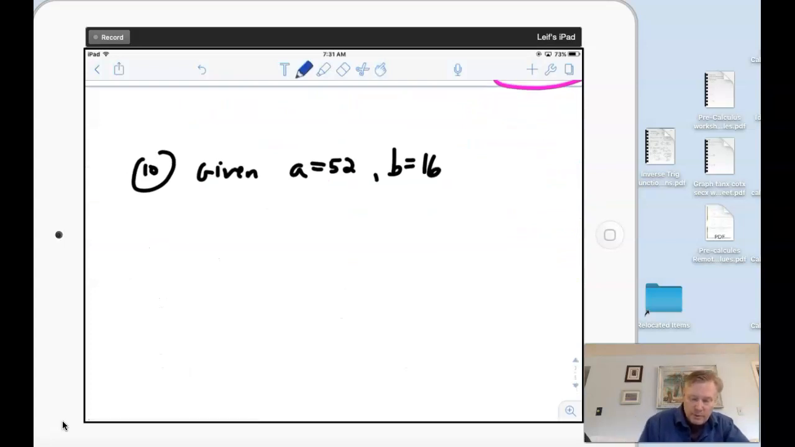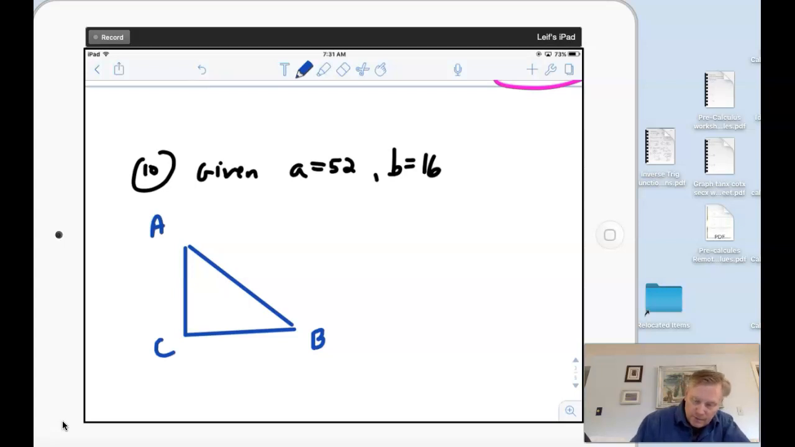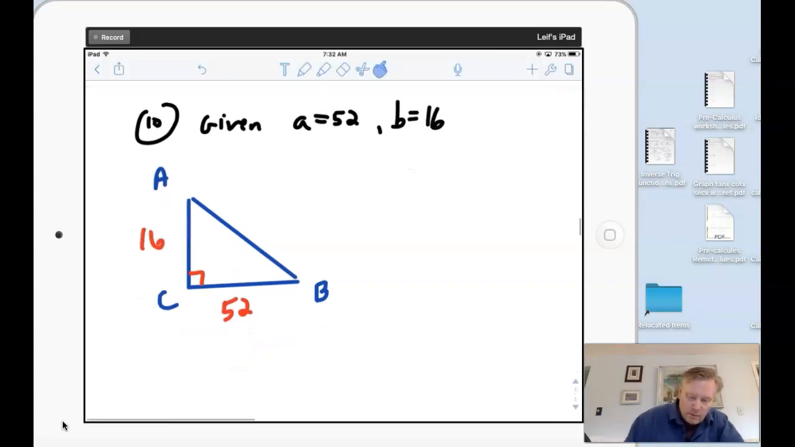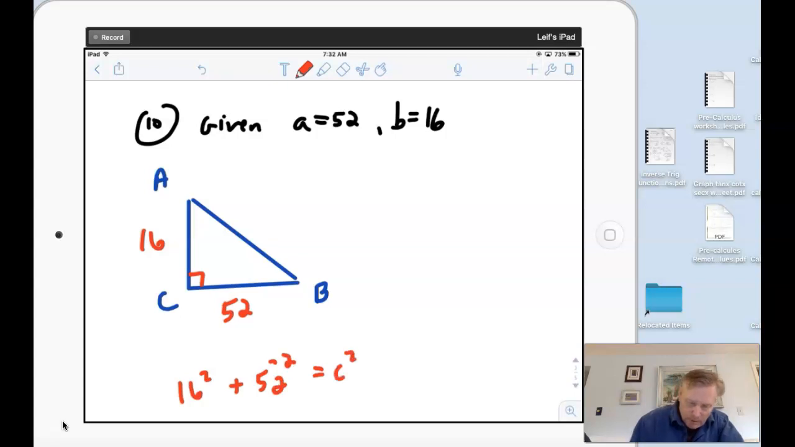Next one, given a is 52, b is 16. So I need a triangle here. It's got to be a right triangle, same directions as the last problem. C is the right angle, they told me. Doesn't matter which one's A and B. So side a is going to be 52. Side b is going to be 16. And I've got to find all of this stuff. So Pythagorean theorem will be quick. We can find c that way, right? I go 16 squared plus 52 squared will equal c squared.